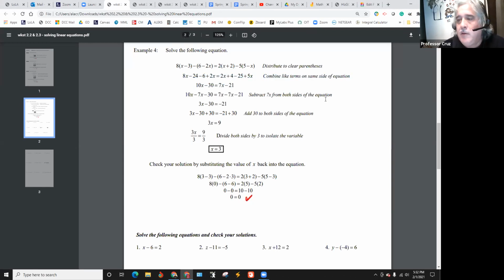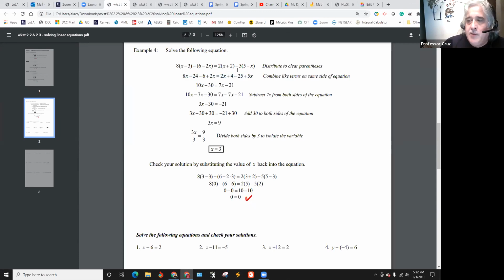All right, so what we got is an 8 to distribute times x minus 3, a negative to distribute to a 6 and a negative 2, a 2 to distribute on the other side of the equals sign times x plus 2, and then a negative 5 times 5 minus x. So this has got 4 distributions that have to be done. So 8 times x minus 3, no double negatives, so it's 8x, and then 8 times negative 3 is negative 24.